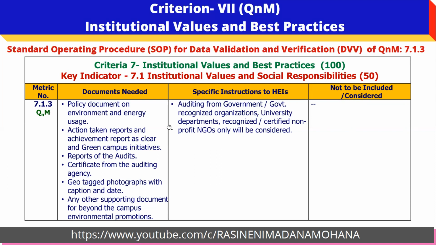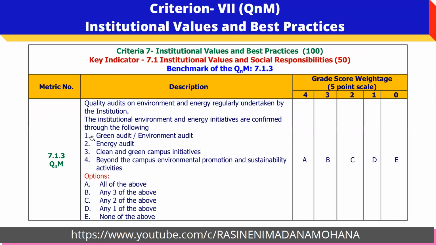Then come to the benchmark of 7.1.3. So out of these 4 options, if you have all the 4 options, then your option is A, then the grade point is 4. If you have any 3 of the above, your option is B, then the grade point is 3.